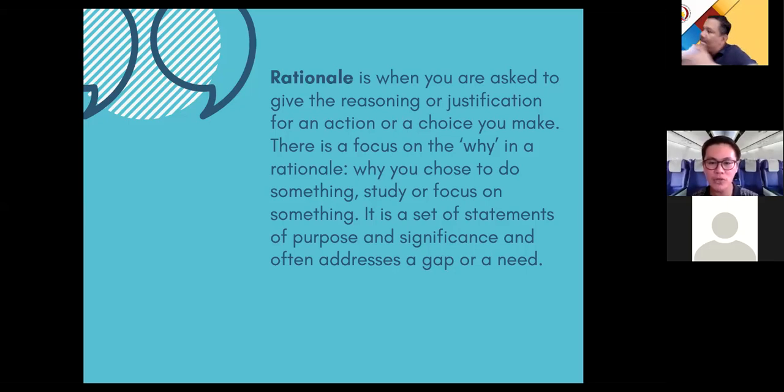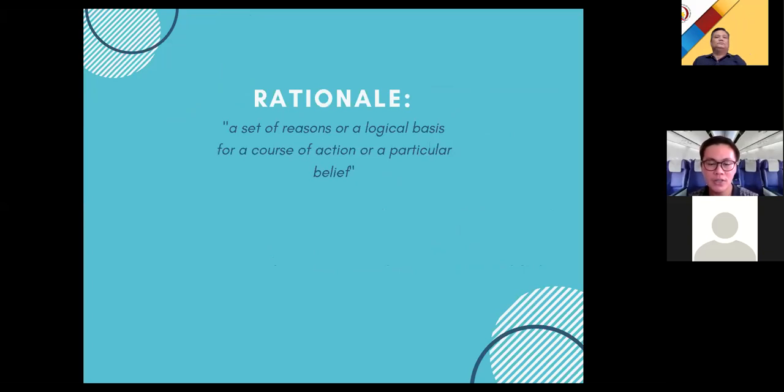Now, study or focus on something, a set of statements of purpose and significance, and often address a gap or a need. So rationale is a set of reasons or a logical basis for a course of action or a particular belief. So if we're going to talk about also the rationale of the statistics now, based on the discussion we had the last meeting, it's concerned with collecting, analyzing, modeling, and interpreting data in order to investigate.